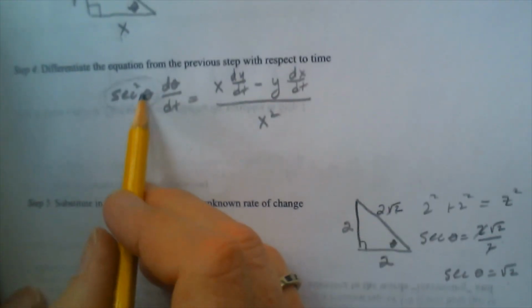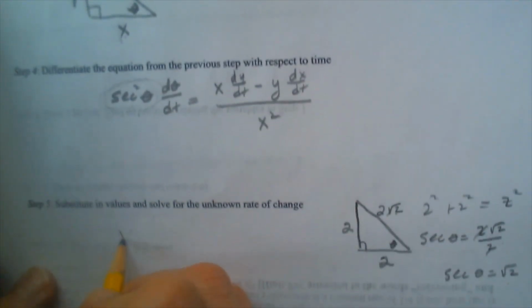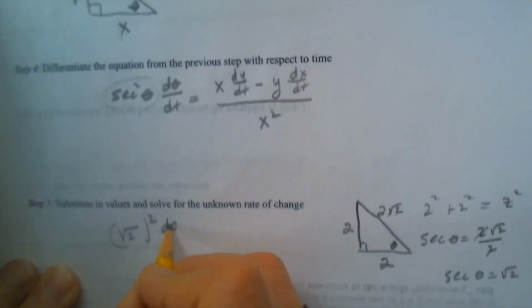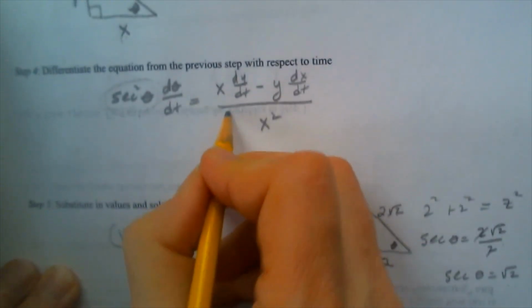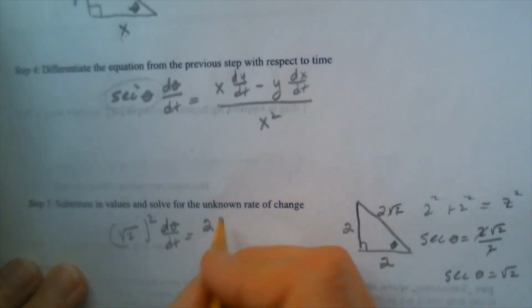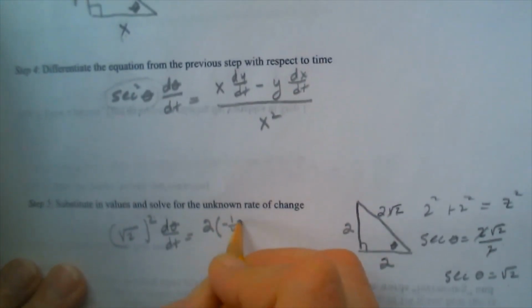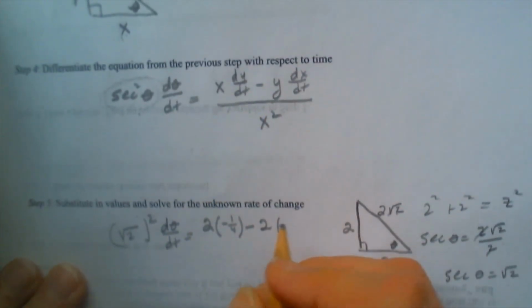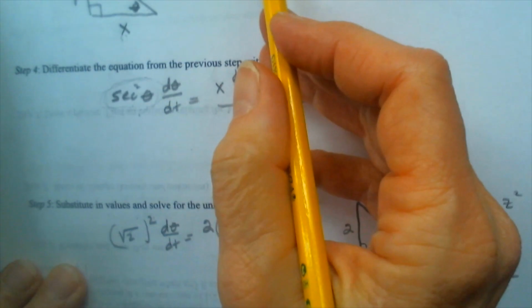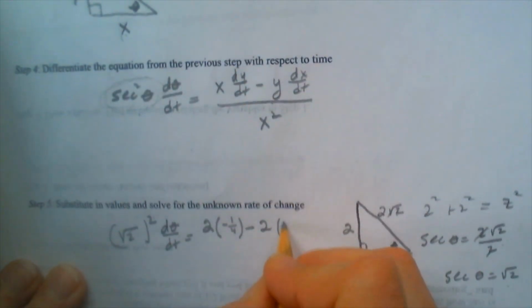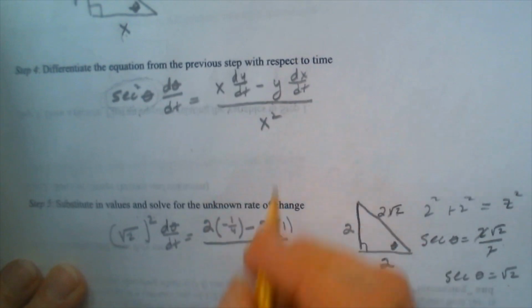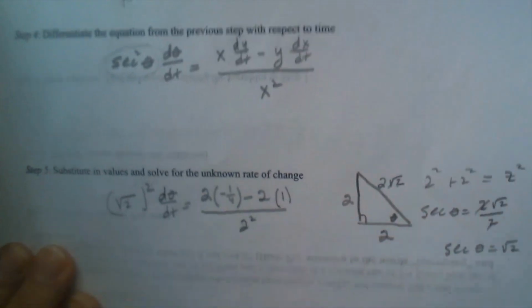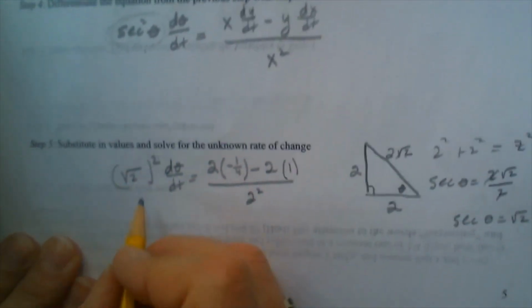So let's substitute in secant squared of theta. Well, the secant of theta is the square root of 2. We're going to have to square that. d theta/dt is what they want. x is equal to 2. dy/dt is equal to negative 1/4 unit per second. Minus y is equal to 2. And dx/dt is equal to 1 unit per second all over x squared. Well, x is 2. 2 squared is 4. So now all we have to do is a little bit of algebra to solve for d theta/dt. Square root of 2 squared is 2.